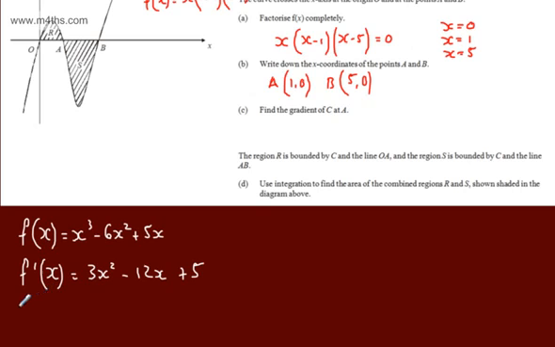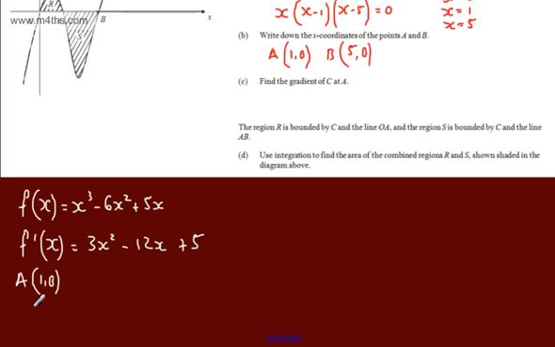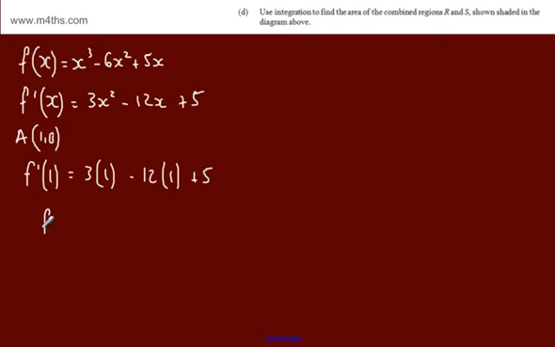So what we can do then is look at point A. Now we know A has the coordinate here, and that's going to be 1, 0. So all we're going to do is f dashed of 1. We just simply sub this in, so f dashed of 1. So we're going to get 3 lots of 1 minus 12 lots of 1 plus 5. So what's that give me? Minus 4. So we can say f dashed of 1 is going to be now minus 4.